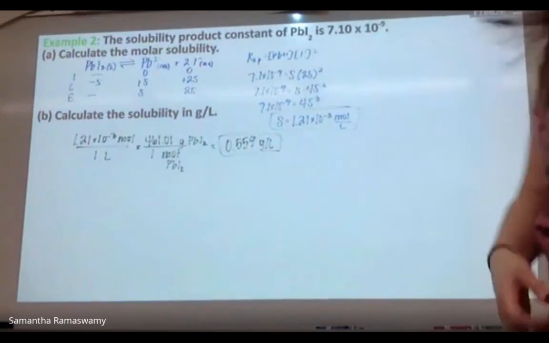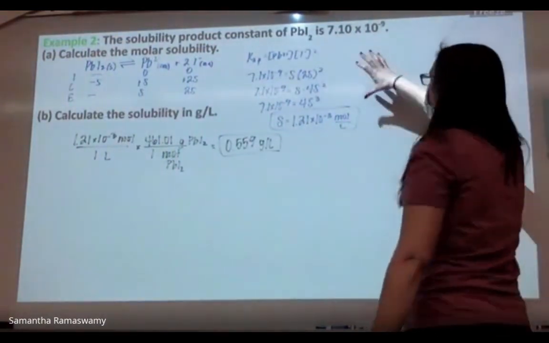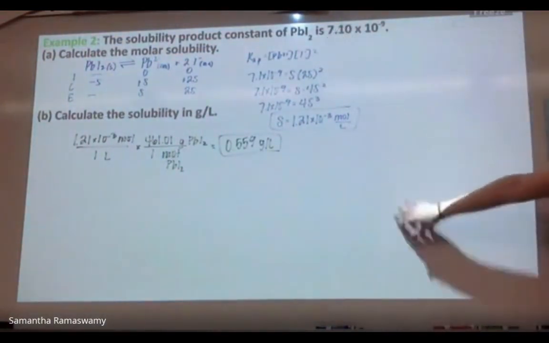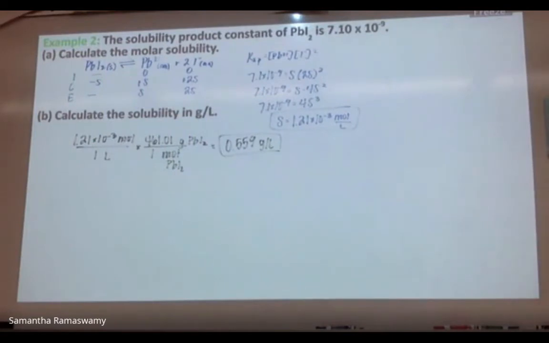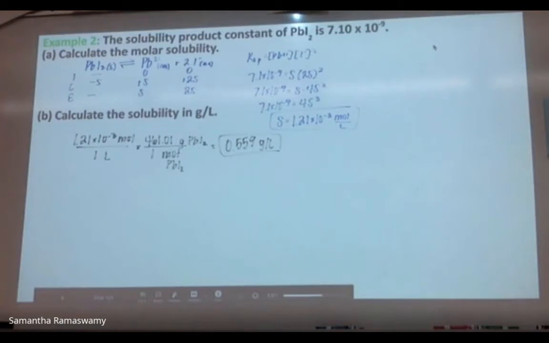All right, so for example 2, we have all the work up here. Molar solubility means you're looking at moles per liter. And then if it says calculate the solubility and it tells you in grams per liter, then you're just going to make sure to convert your moles to grams. It's otherwise the same thing.